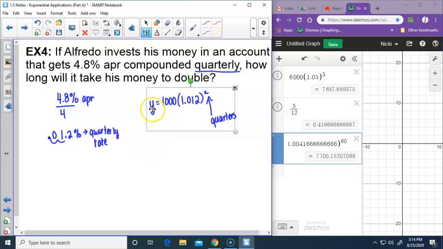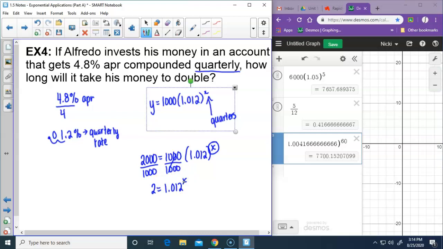And so I'm going to plug in 2,000 for this y because that y is the amount of money that's in the account. So I'm going to do 2,000 equals 1,000 times 1.012 to the x power. And so I need to solve this equation for this x right here. The first thing I'm going to do is get rid of this 1,000 by dividing it off. So I get 2 equals 1.012 to the x power.